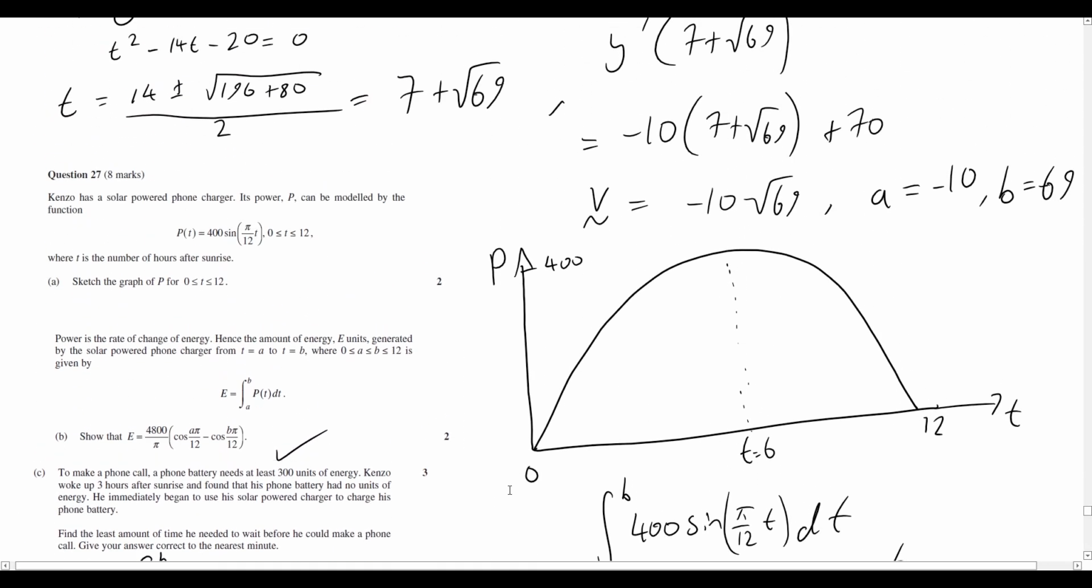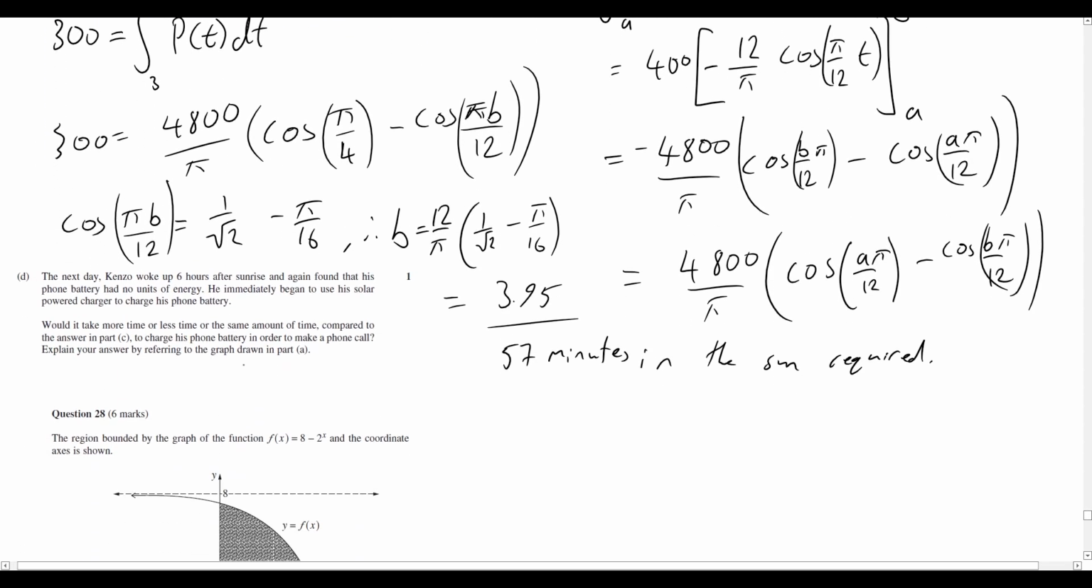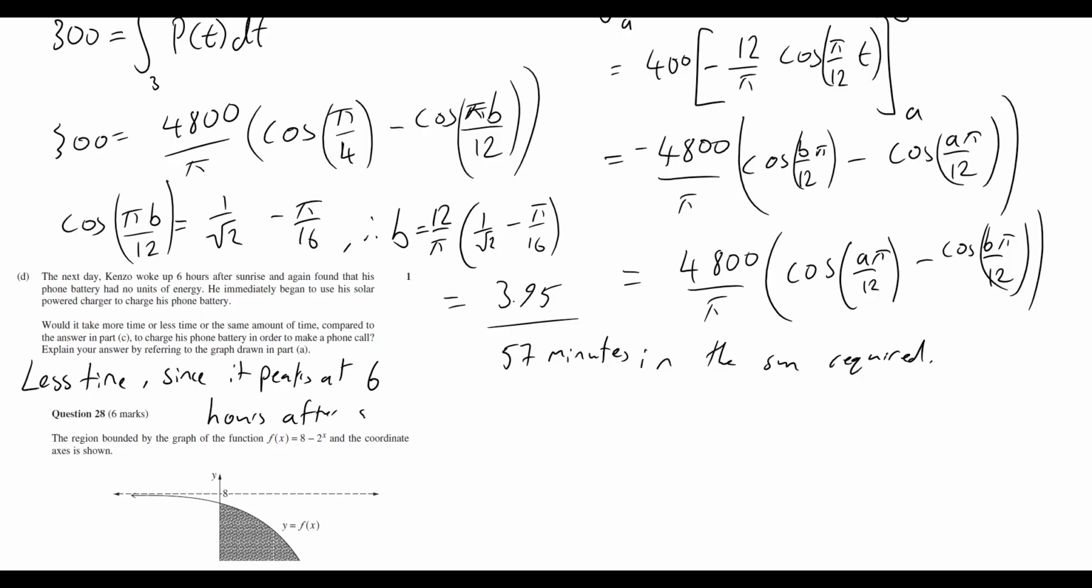Okay, so what do we notice from our graph drawn up here? Well, we see that the peak energy, the peak power output, is going to be given right around midday. So initially, in question C, we were looking at some sort of interval from maybe here to here. And so we can see that clearly we're going to have a lot more energy given off in that peak period there. So what we can say now is that this will take less time, since it peaks at 12, or maybe we should say at 6 hours after sunrise.